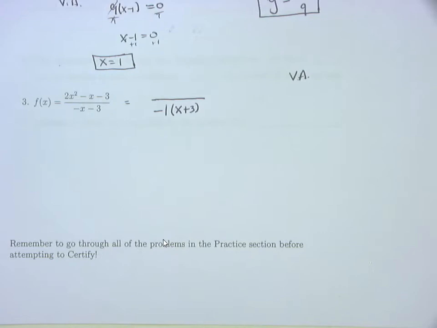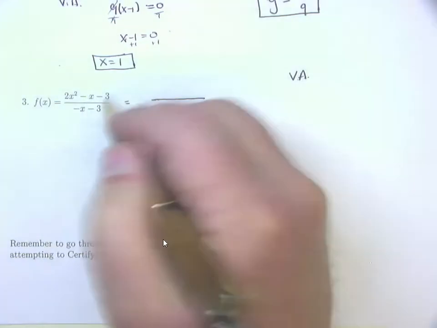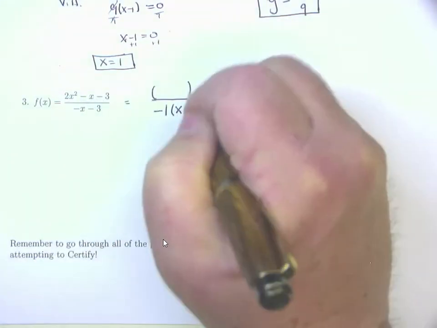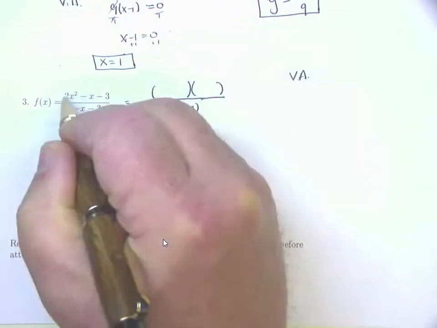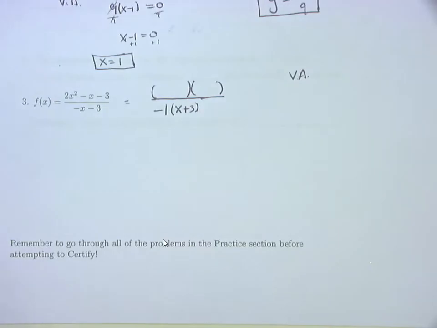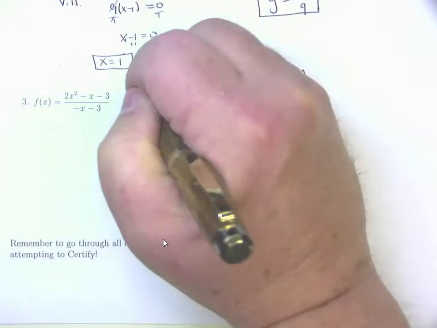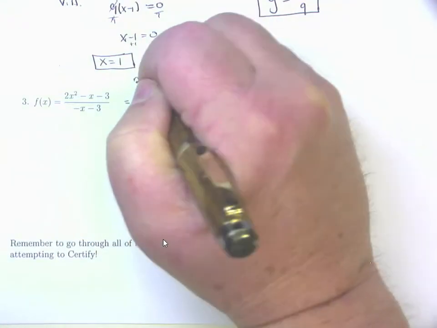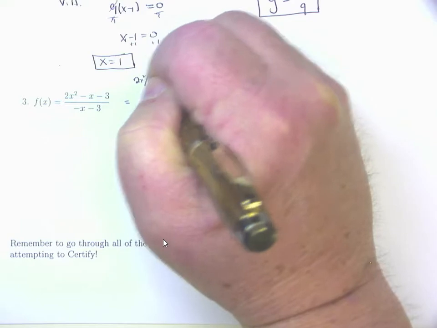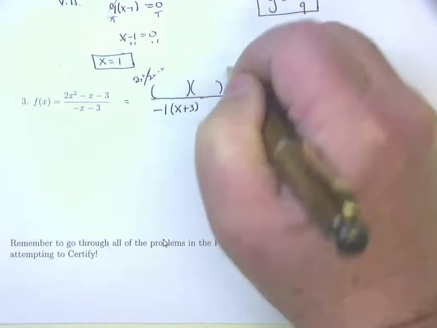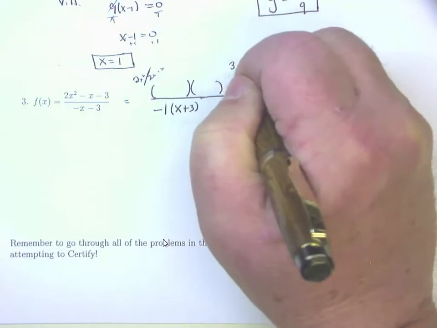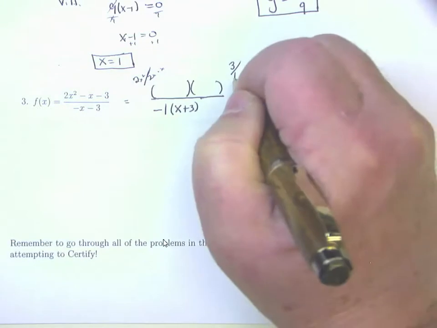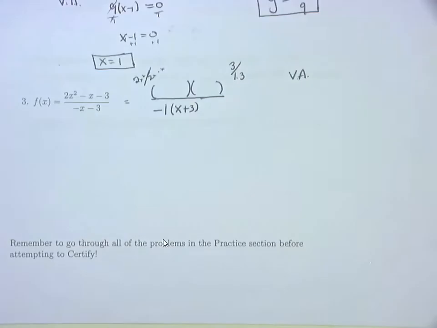But in the numerator, I've got 2x squared minus x minus 3. So how is this guy going to factor? Well, again, the leading coefficient is not a classic 1. So how does 2x squared factor? It factors into 2x times x. Only one way it can factor. How is the 3 going to factor for the constant term? Only one way it's going to factor: 1 times 3.